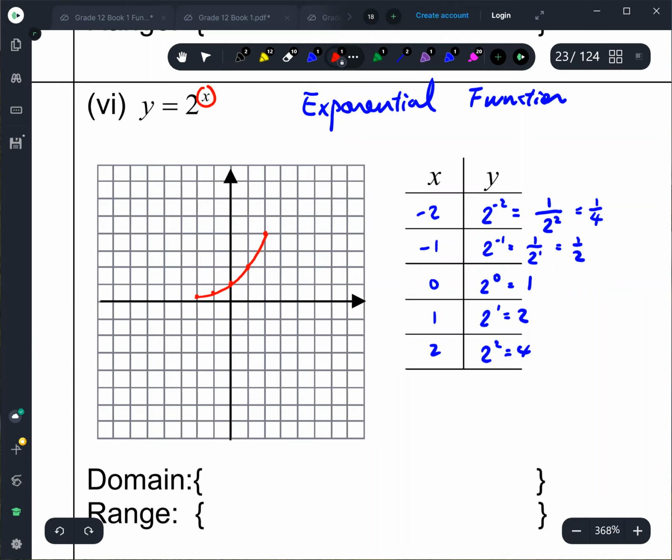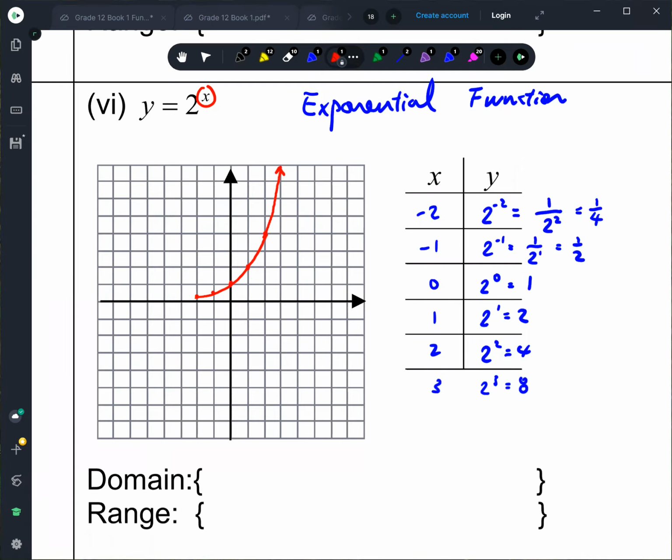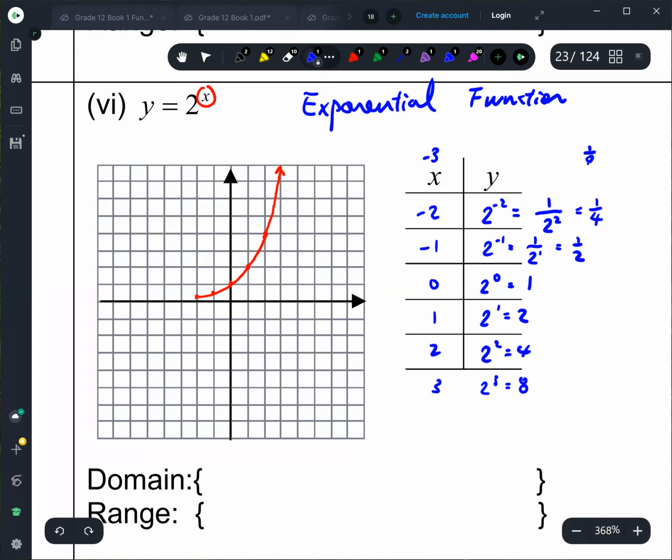Now we want to see what happens if we have more points, right? So if x equals 3, then you should get bigger, right? 2 to the 3 is 8. 2 times 2 times 2, right? They get even higher. So continue to rise up. And then same thing with the other side, right? -3. If x is -3, then it will give you a 1/8. Even smaller.